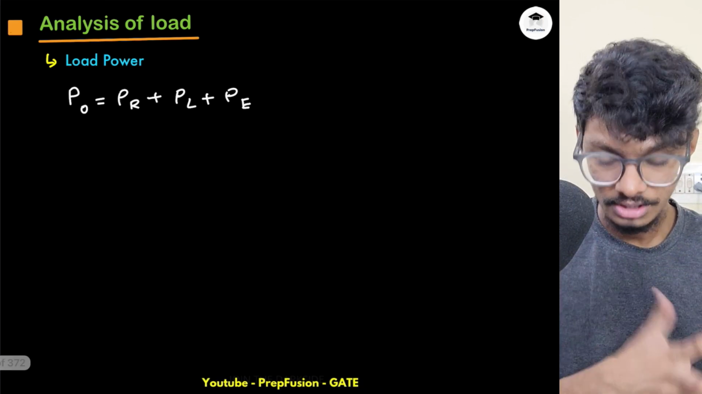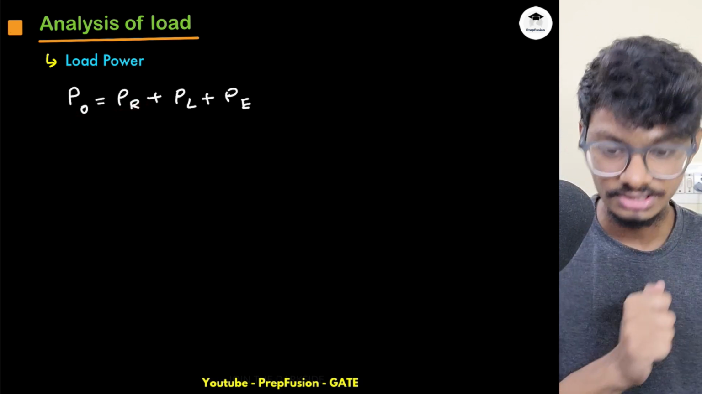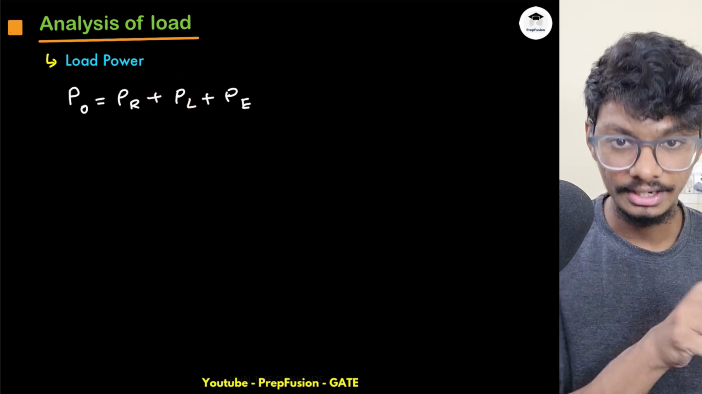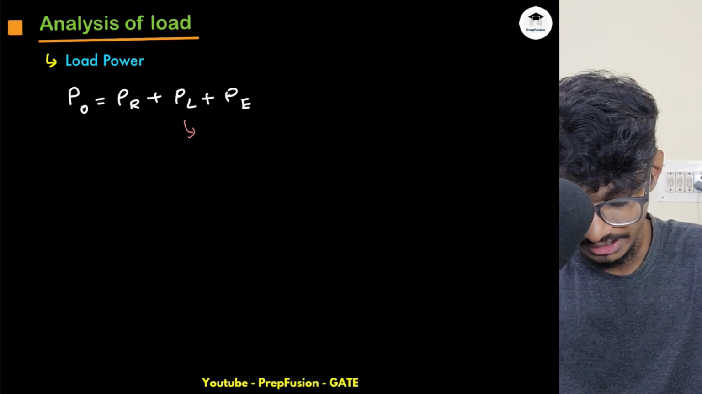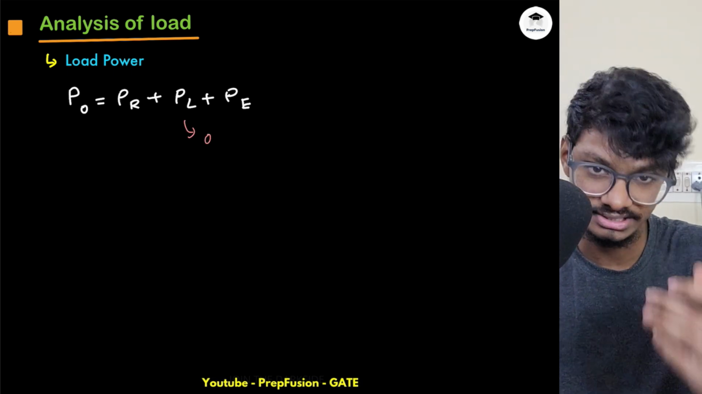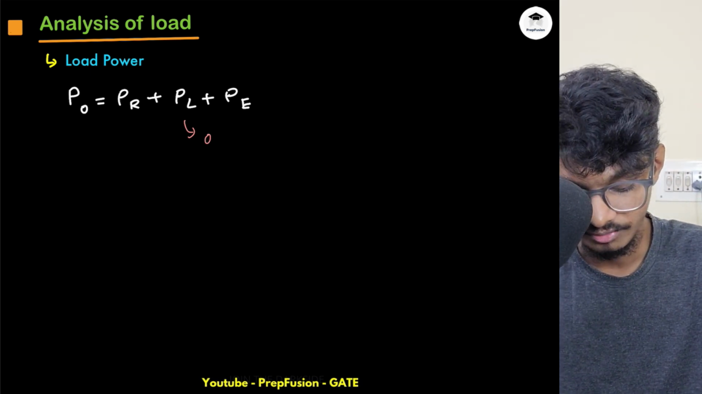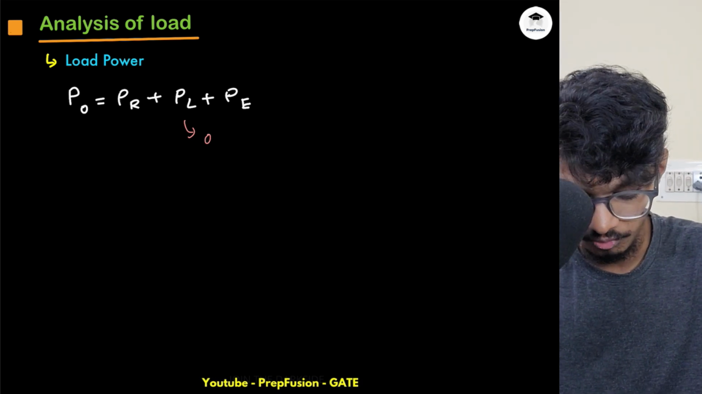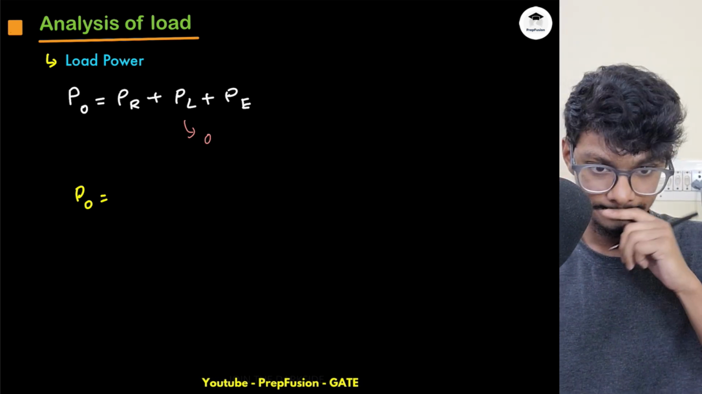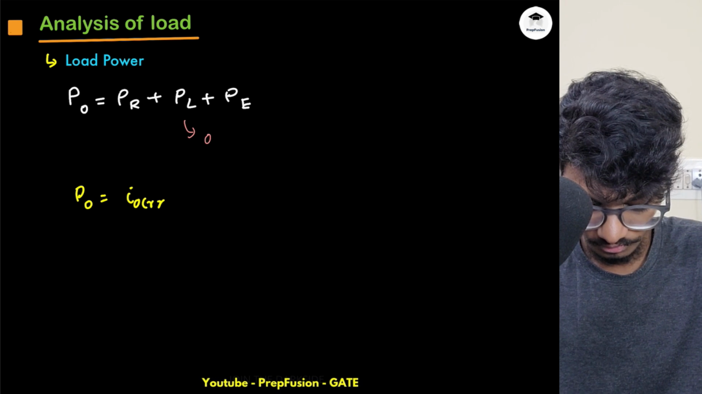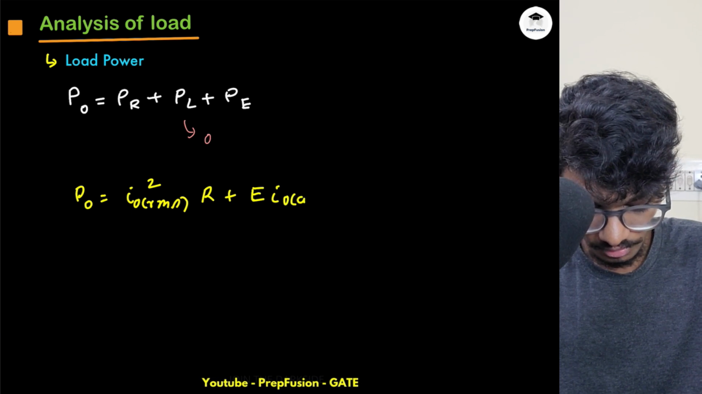Now what about the load power? As everything is orthogonal, I can write it as a sum. Load power is the summation of three things: the resistance power, the inductance power, and the battery power. Obviously the inductance in a cycle will not take any power. It will take some energy and give out some energy, and that will be equal. Hence the overall average power of the inductor will be 0. But what about the other things? Overall output power will be simply equal to PR, which is IO RMS whole square into R, plus E into IO average.